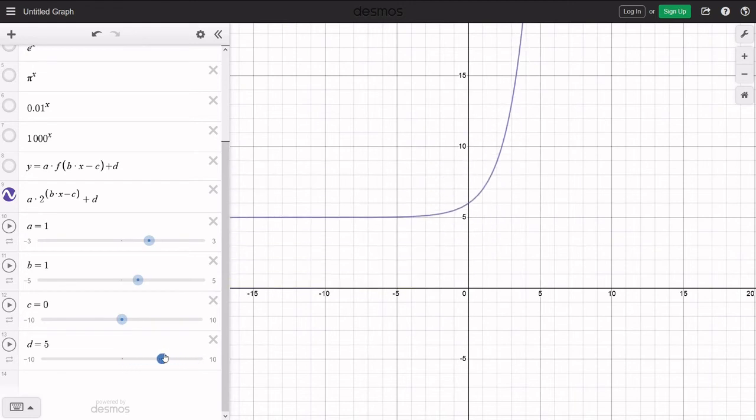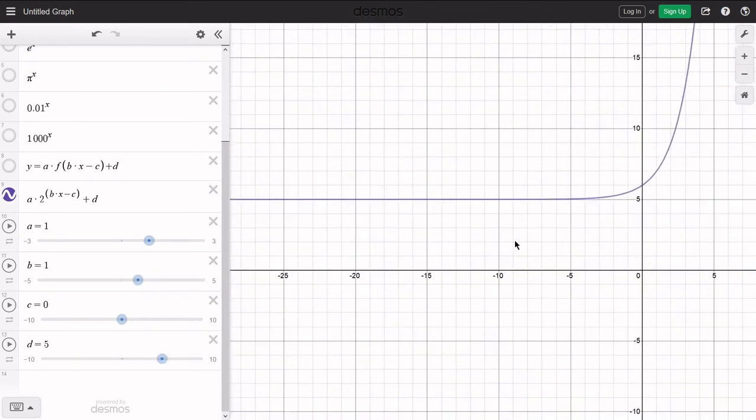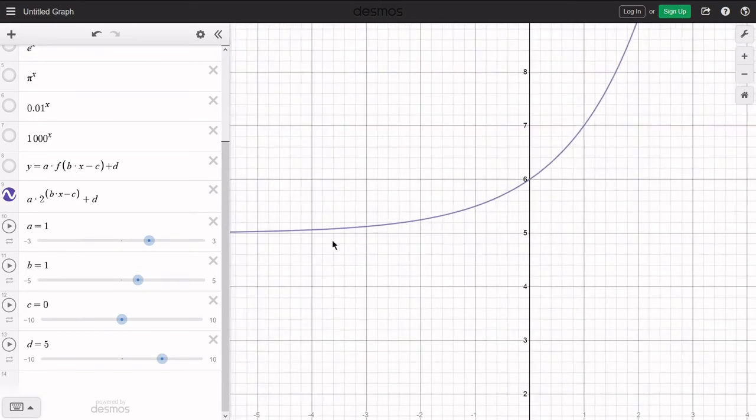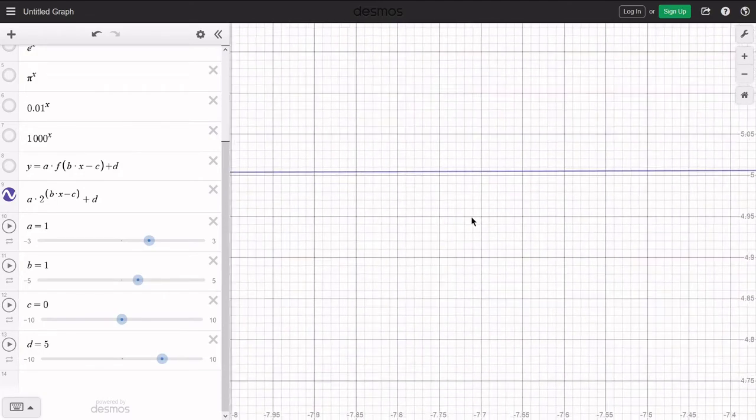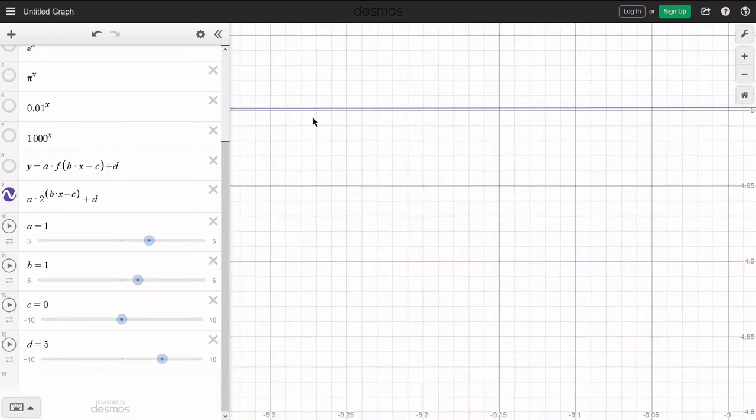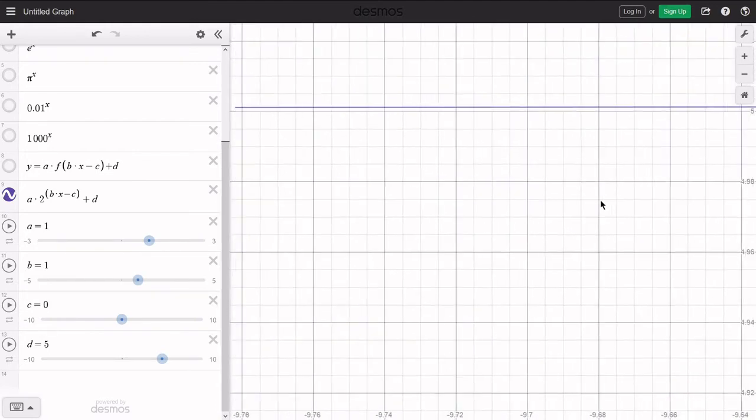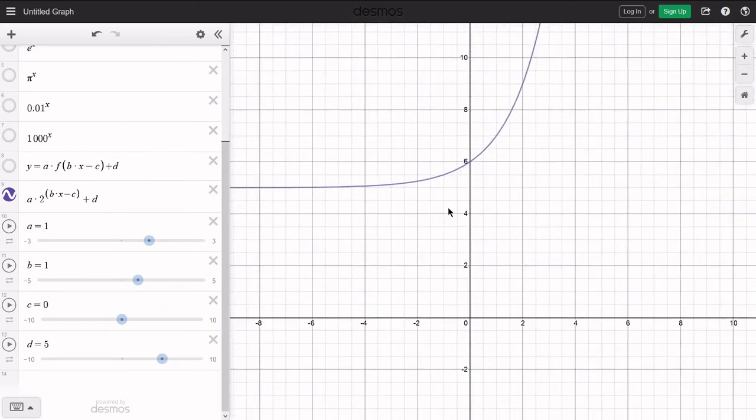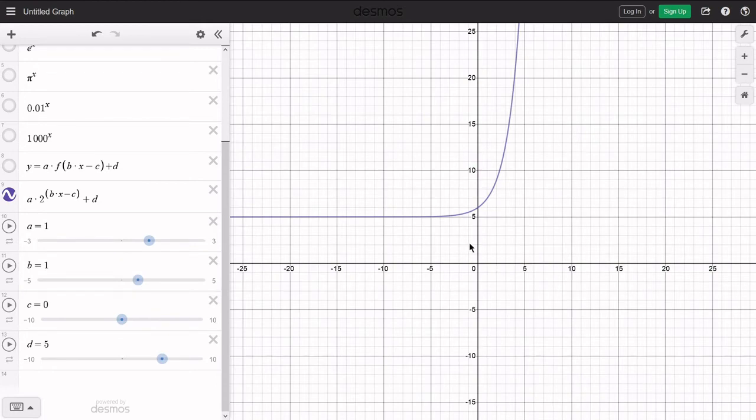D is a shift up and down. What's kind of interesting about D is that it actually changes the asymptote. The way I have it here, I have D equal to 5. The asymptote is now at 5. It's going to get closer and closer to 5, but never cross it. That's because I shifted it upward. And that's how the asymptote shifts. The domain, however, is always everything.